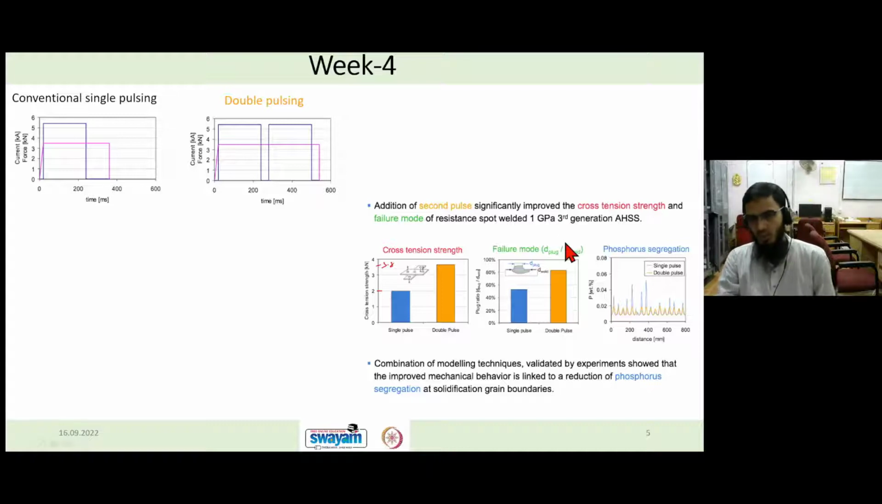Coming to the failure mode, in terms of plug ratio, which is nothing but the ratio of diameter of plug to the weld nugget size.